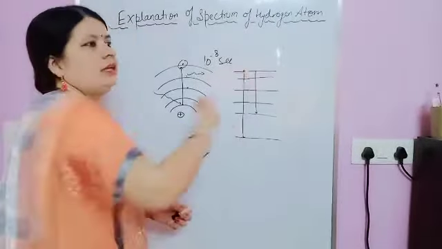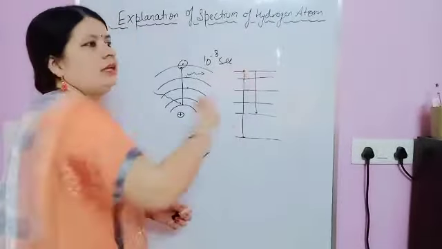And when you observe this emitted light, when it loses energy, and you pass that emission light through a prism and see it on a photographic plate, okay, so you will get a spectrum of hydrogen. Okay, and how it looks, that also I'll show you.